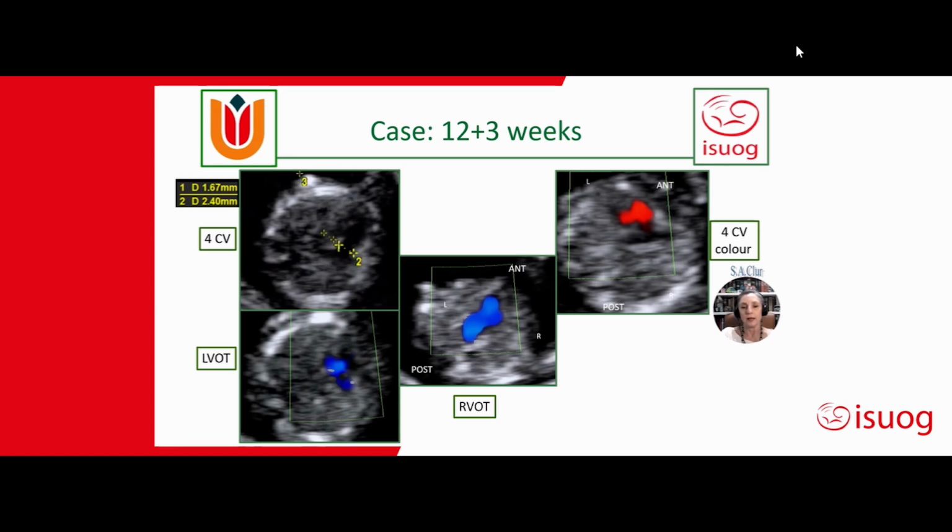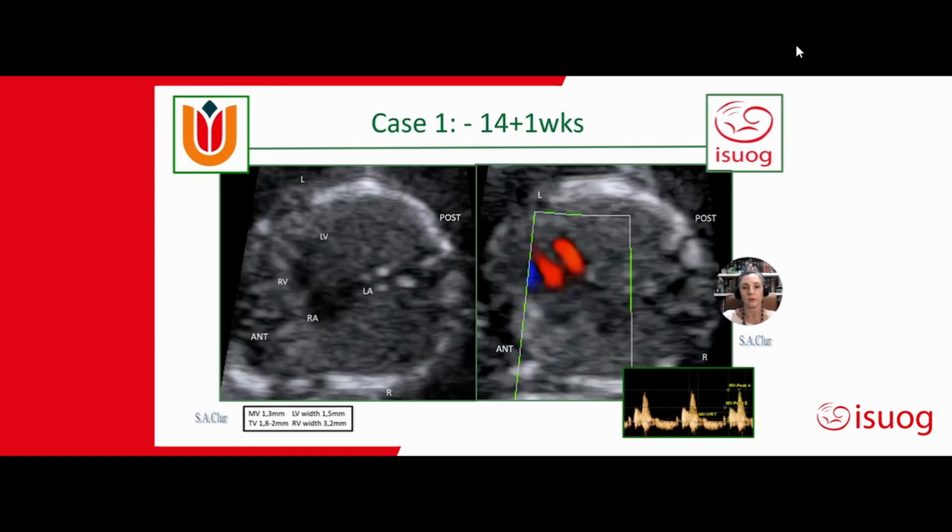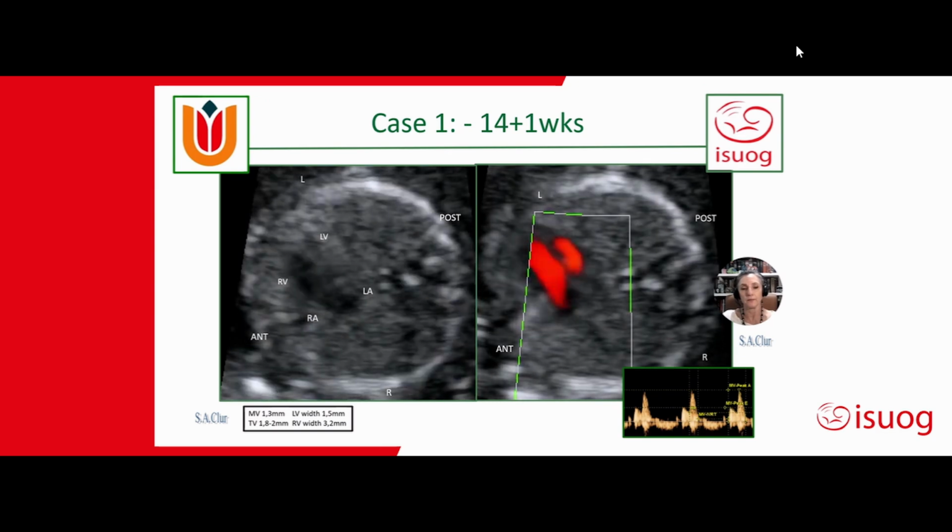The right ventricular outflow tract, however, was well seen, and at that stage, an aortic arch was identifiable with prograde flow. Despite that, a diagnosis of hypoplastic left ventricle was made and discussed with the mother, and she was then referred for a fetal echocardiography. This is what we saw at 14 weeks.